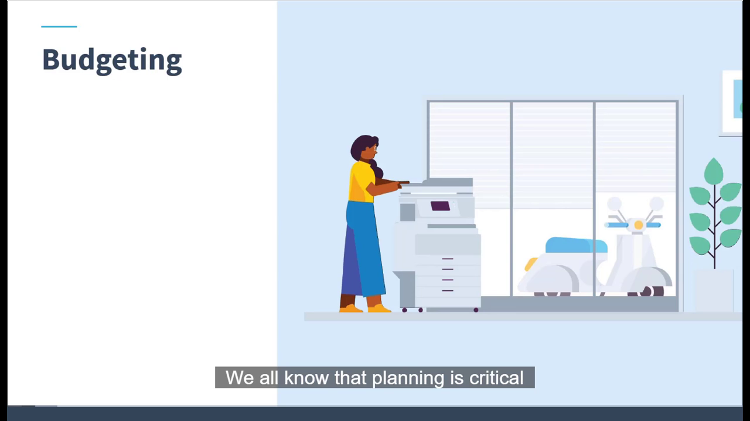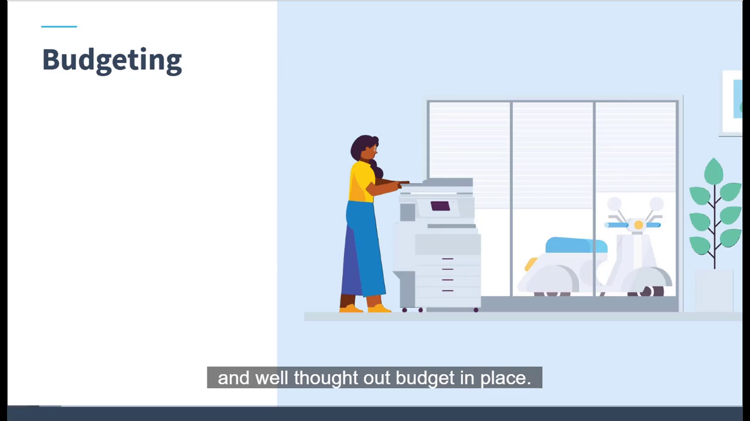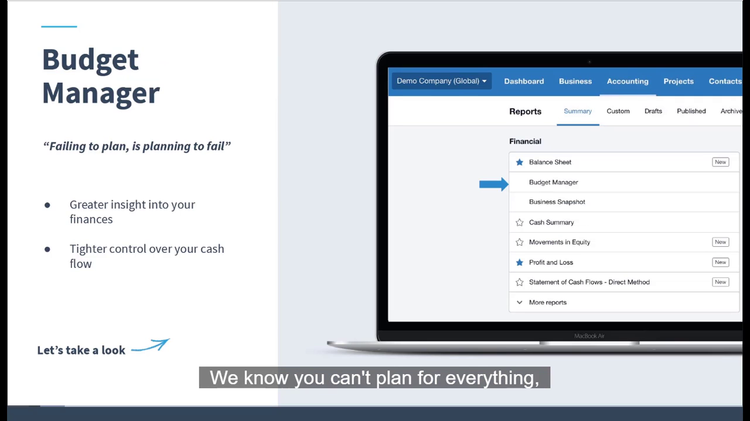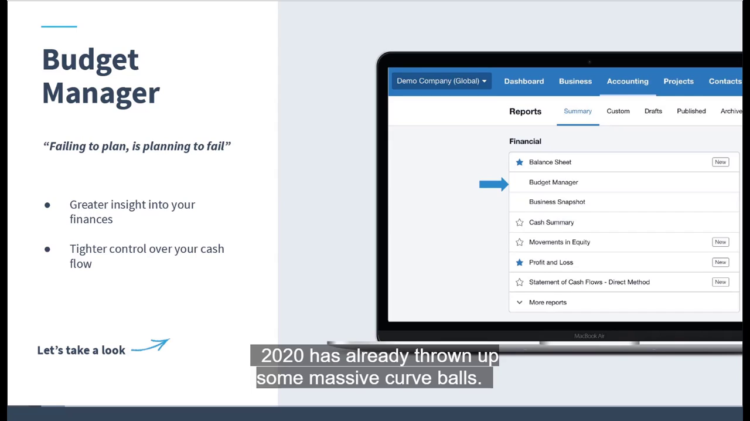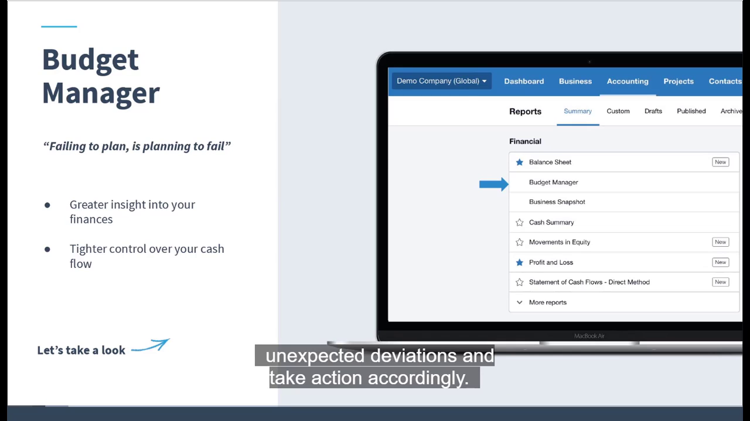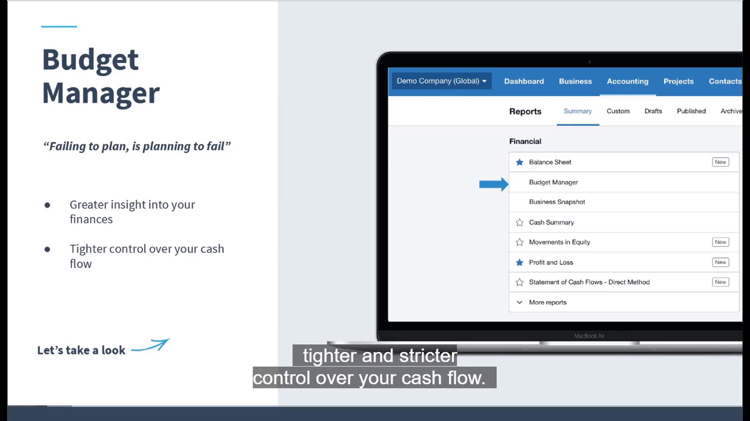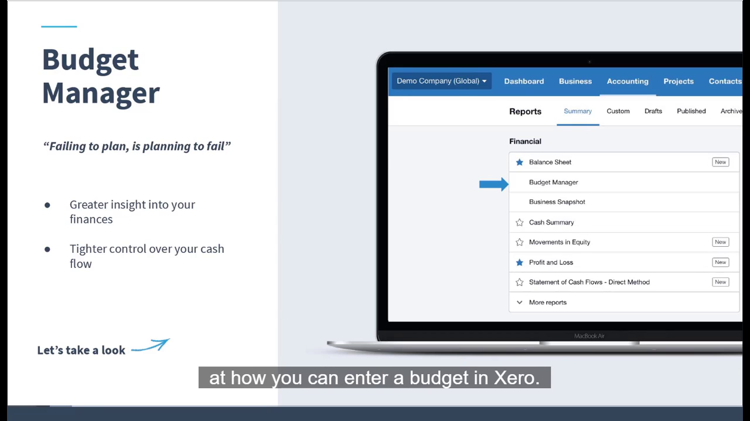We all know that planning is critical when running a business. We've all heard the saying, failing to plan is planning to fail. That's why it's so important to have a realistic and well thought out budget in place. We know you can't plan for everything. 2020 has already thrown up some massive curveballs, but in times of uncertainty, having greater oversight over your financial performance and comparing it to a budget will allow you to better identify unexpected deviations and take action accordingly. More than ever now, you need to maintain tighter and stricter control over your cash flow. Let's hop in and take a look at how you can enter a budget in Xero.